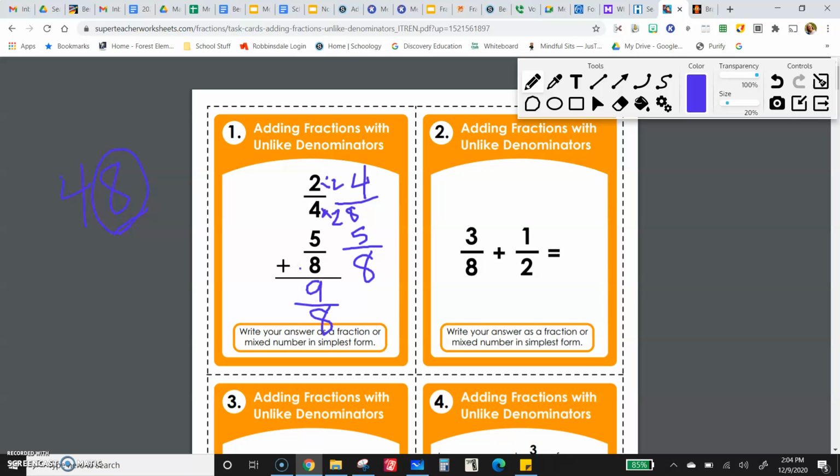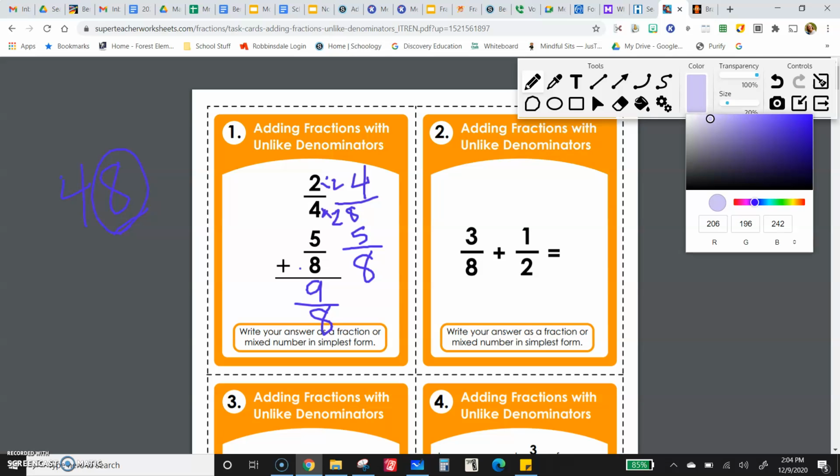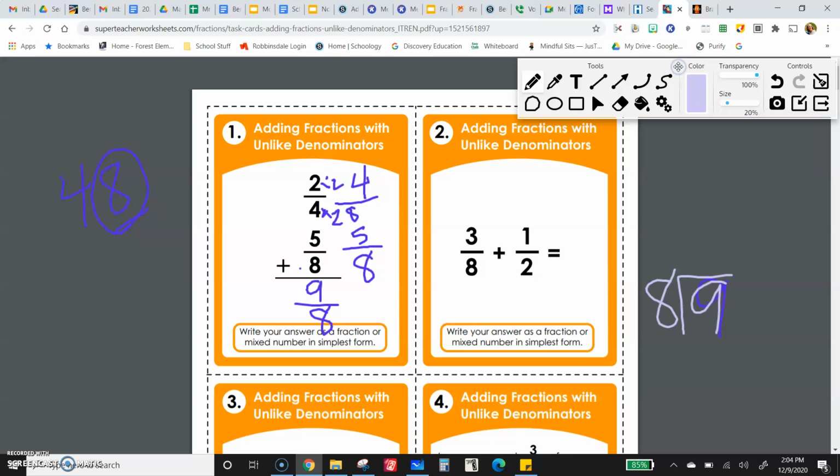Here I get 9/8. So this is what I'm talking about, how sometimes you get an improper fraction and you need to convert it into a mixed number. So remember, we talked about this in the converting lesson. You can go back and watch it if you need to. I like to use the dividing method. So if I have 9 divided by 8, it goes in 1 time. 1 times 8 is 8. Subtract, I get 1. So I get 1 and 1/8 as my answer. 1 and 1/8 is my mixed number as an answer.